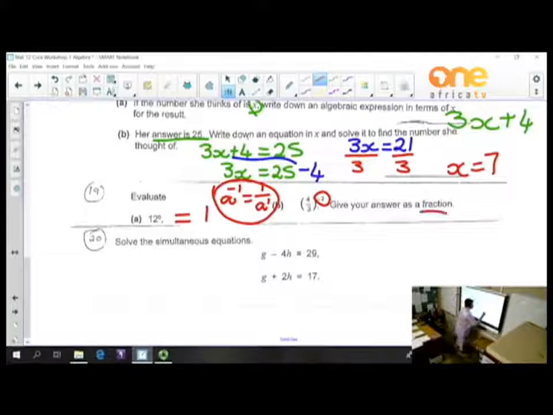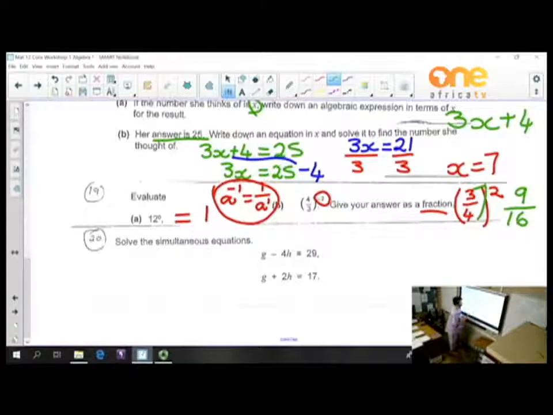You must give your answer as a fraction, so don't just press the calculator because then you won't get it. So that means it becomes 3 over 4 to the power of 2. I remove the negative, I reciprocal it. And now I can power each one. So 3 to the power of 2 is 9, and 4 to the power of 2 is 16. You can do that part on your calculator, but that is then the final answer there.